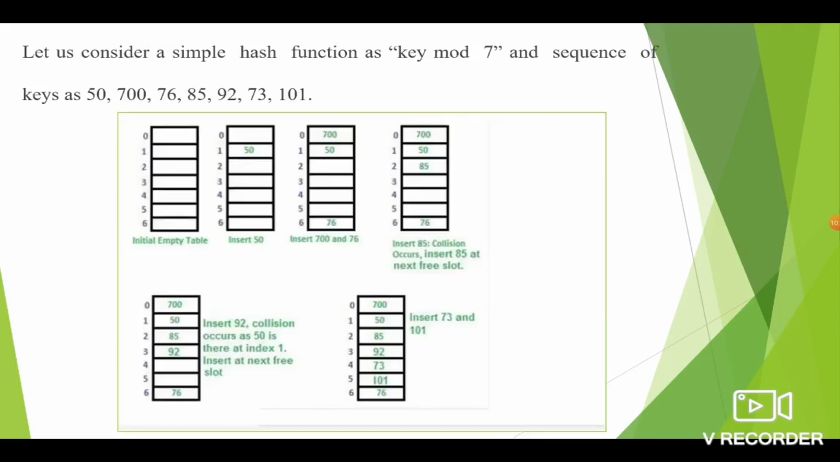We will see with one example. Consider the hash function is key modulus 7 and we have several keys. Initially the table is empty. We are inserting 50. 50 modulus 7 gives you the index 1. So 50 is added in the location 1 and we are inserting 776. Both are inserted in their respective location. When we insert 85, collision occurs because 85 modulus 7 gives the value 1, but in 1 already we have the element 50. So this is called collision.